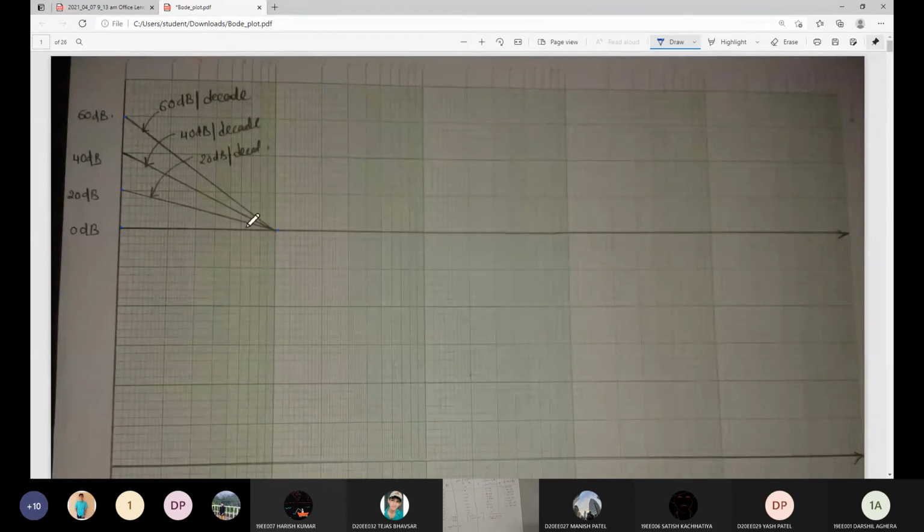So what is the slope of this line? Here it was 20 and here it became 0. What does that mean? What will be the slope? Minus 20. So it will be minus 20 dB per decade. What will be the slope of this line? Minus 40 dB per decade. What will be the slope of this line? It will be minus 60 dB per decade. Why am I drawing these lines? Because it will help in my further calculation.